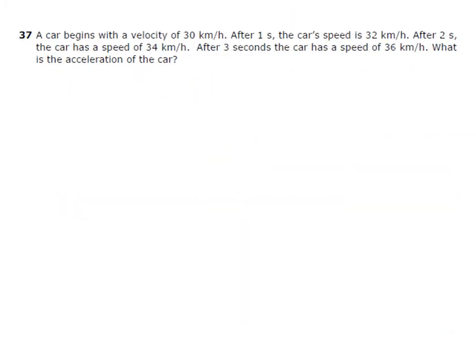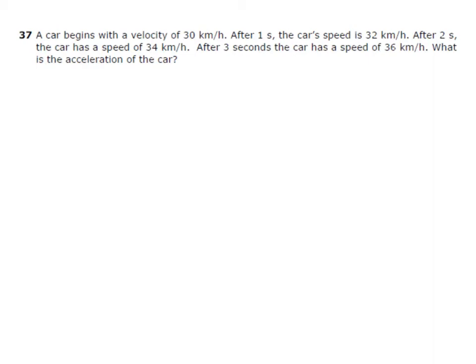Number 37. A car begins with a velocity of 30 kilometers per hour. After 1 second, the car's speed is 32. After 2 seconds, it's 34. After 3 seconds, it has a speed of 36. What is the acceleration of the car?